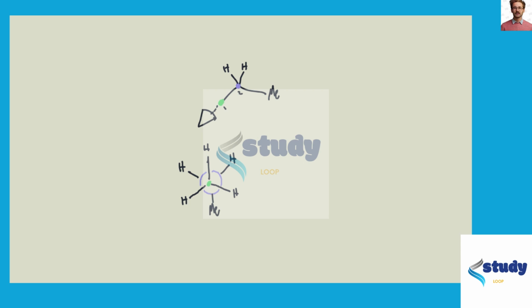Okay. And so then what we'll do each time is rotate the back carbon 60 degrees, right? And if we do this 6 times, we'll be back to our original structure, right? 6 times 60 degrees is 360.